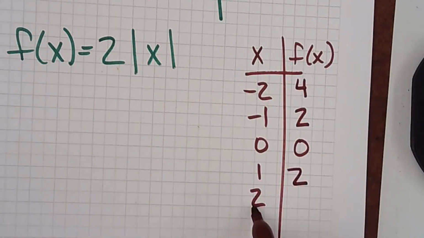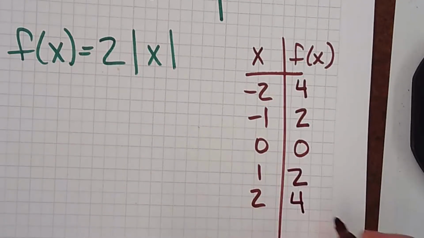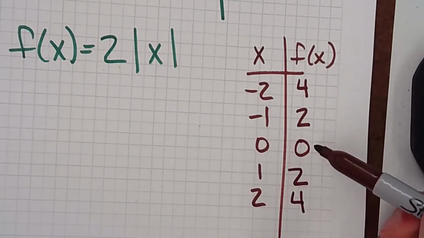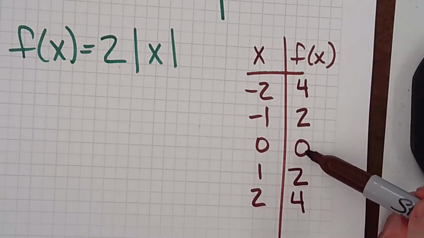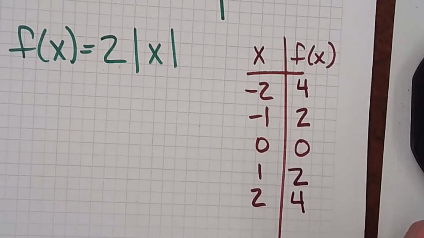So again, you see this pattern of we hit a certain spot and then it starts going back up, right? We have 4, 2, 0, and then it starts heading back up. 2, 4, and you can guess the next pattern. So let's see what this looks like.